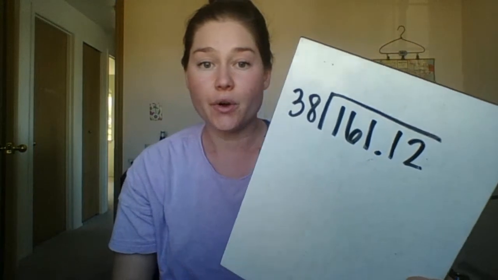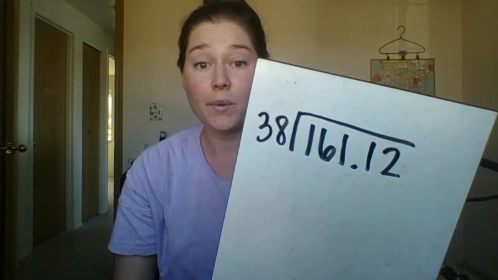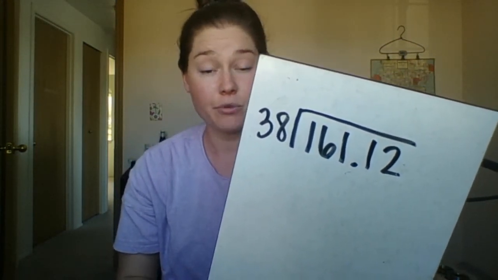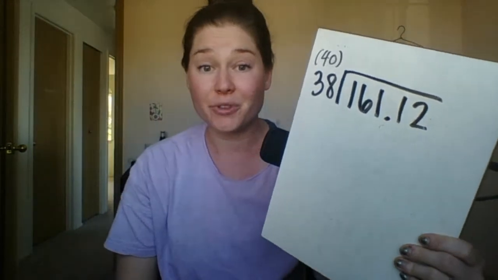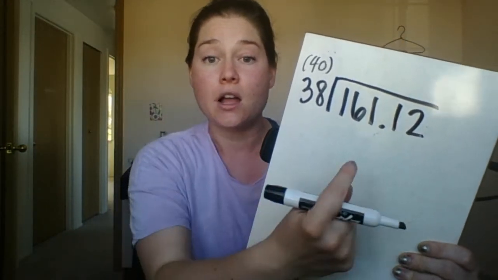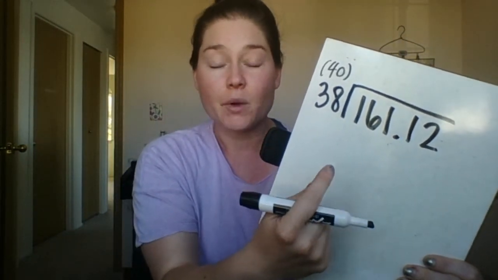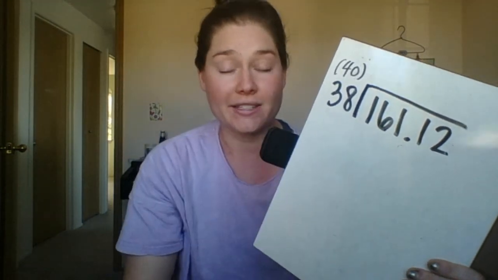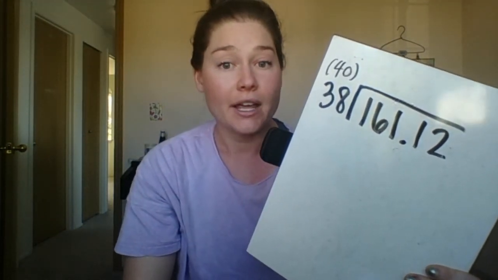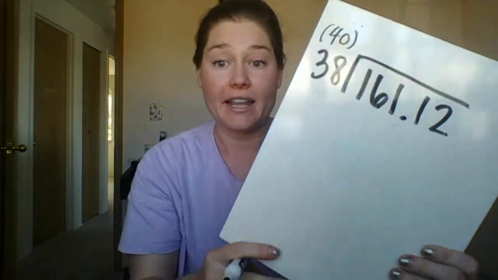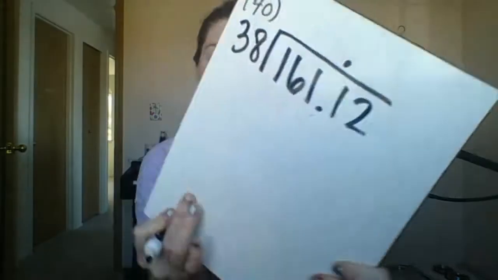Okay, so just like normal, we want to round 38 up to 40 before we start dividing. Like we talked about in the last problem, this is really the same as normal division, except our dividend has a decimal. And what that means is that our quotient also has to have a decimal in the same exact spot. So off the bat, you want to go ahead and move that decimal up to your quotient before you divide.